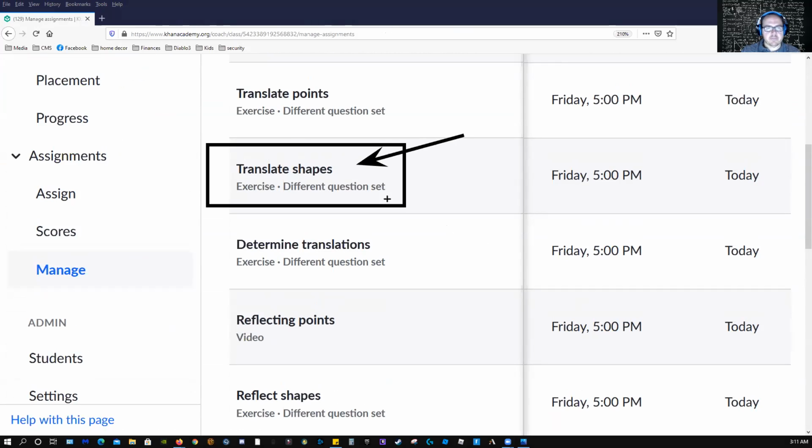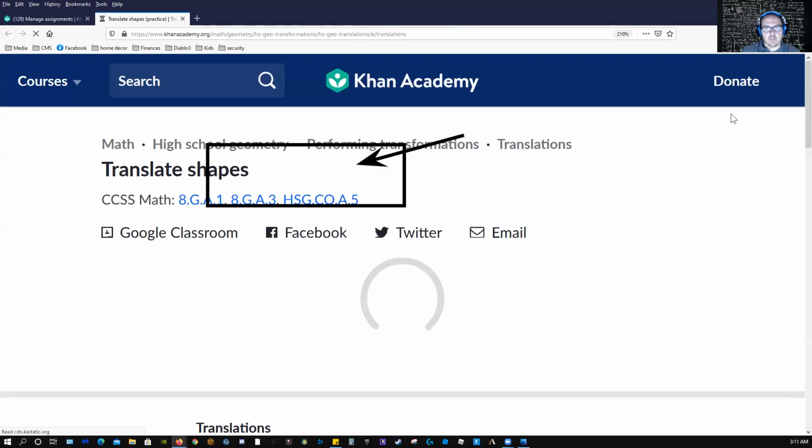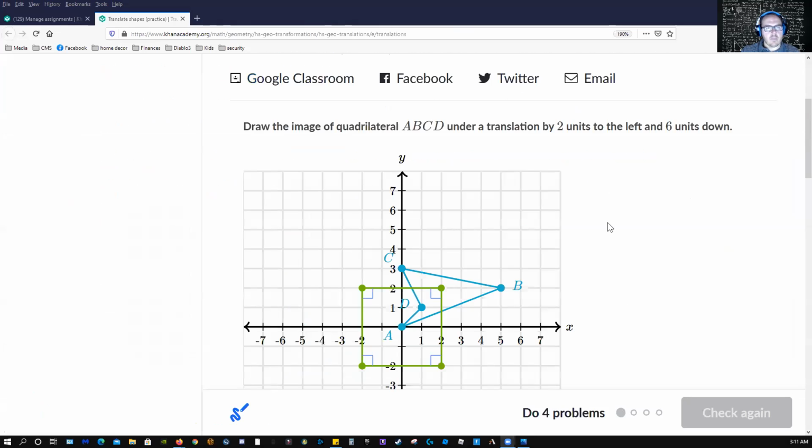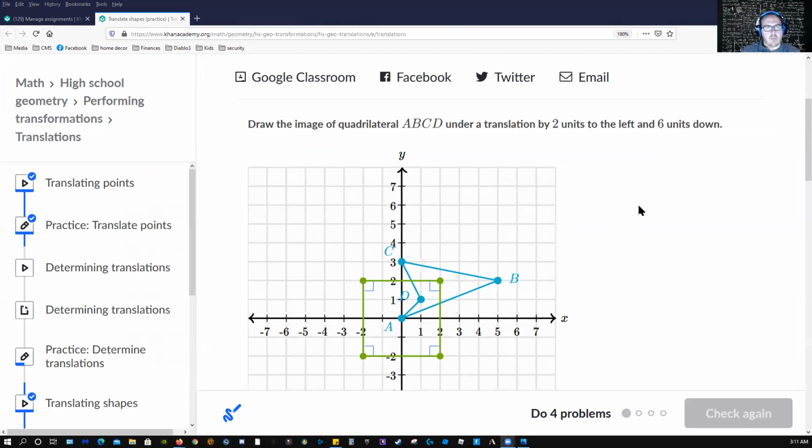Translating shapes. Draw the image. I'm basically, hang on, I'll show what I'm reading. You need to use our close reading skills. So, okay, close reading skills.